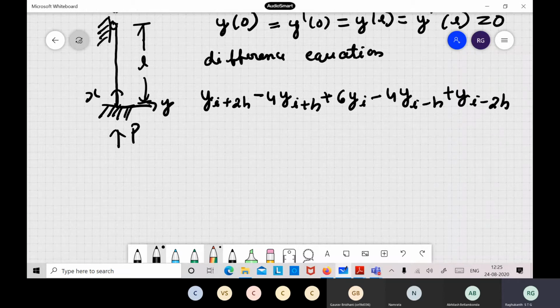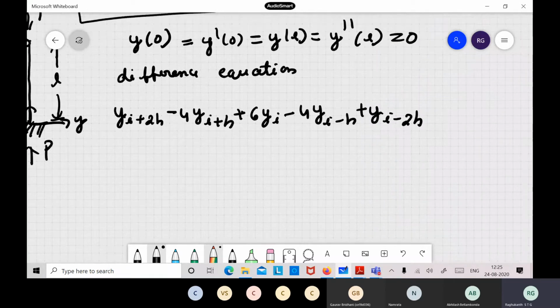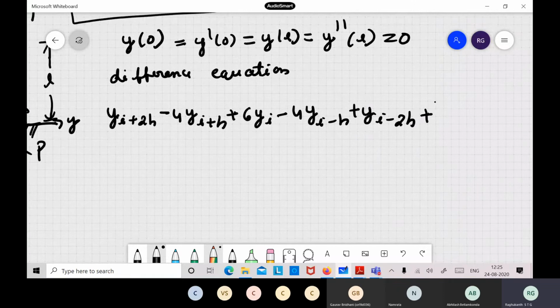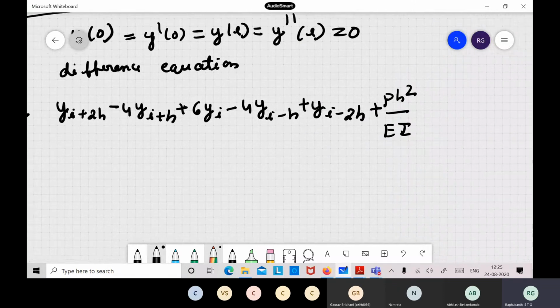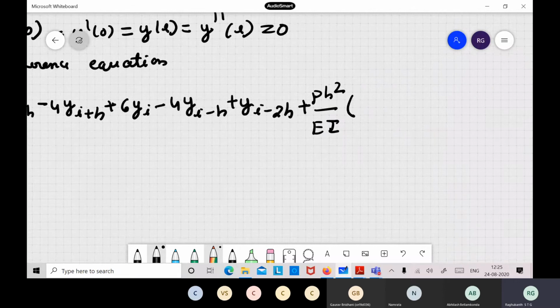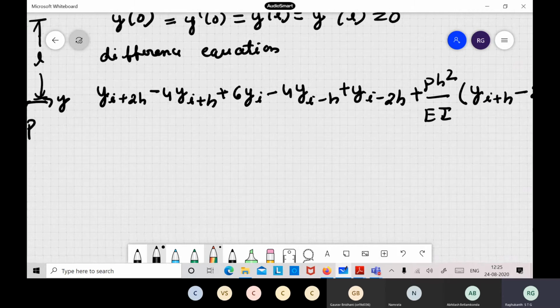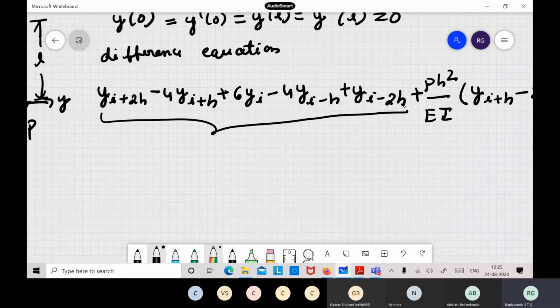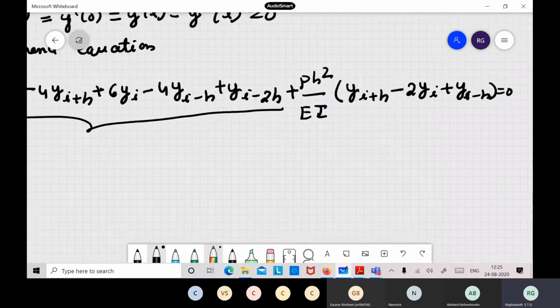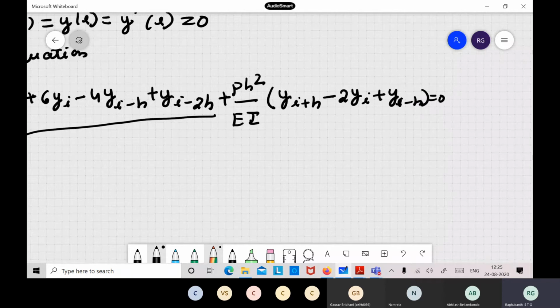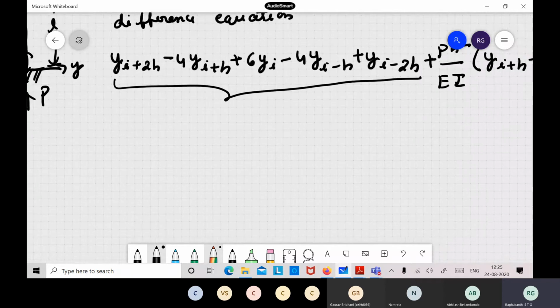So this is the fourth order expression. Plus, we have this ph square by EI. And now for the second order equation, that second derivative, we have y of i plus h minus 2 times yi plus y of i minus h is equal to 0. So this is our expression for the fourth order derivative, and this one holds for the second order derivative. So this is a big expression.